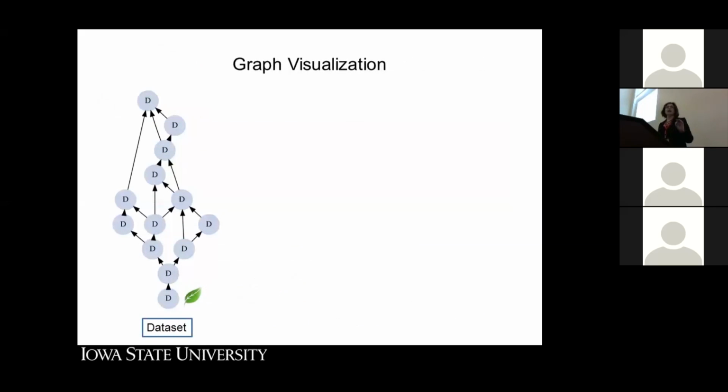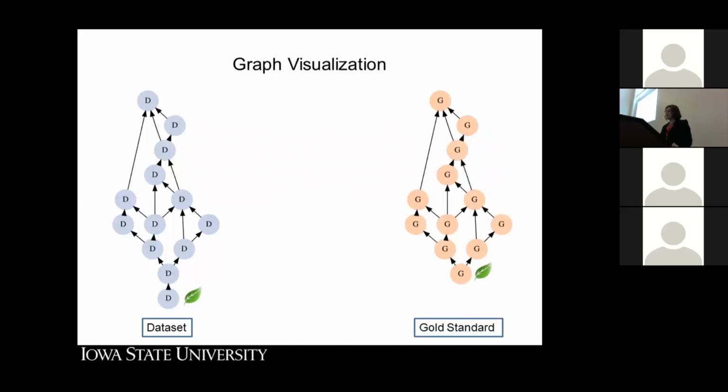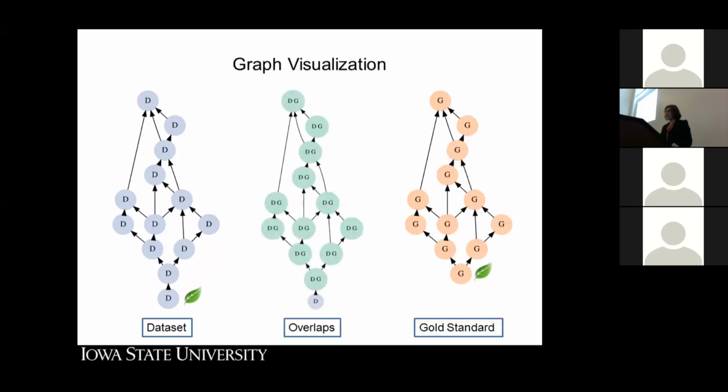You're going to see some graphs in the next couple of slides. Let me show you how to read them. So this graph that you see here is the data set. The nodes are labeled with a D, and it's blue. Our gold standard, they're a different color, and it's labeled with a G. Leaf terms have that leaf next to them. And then we have an overlap.